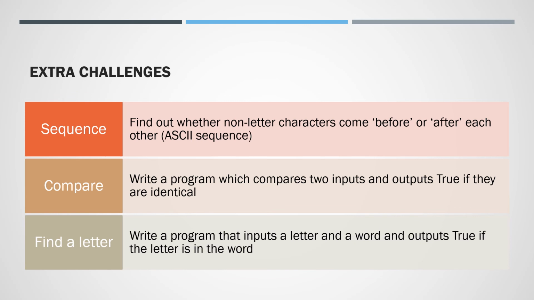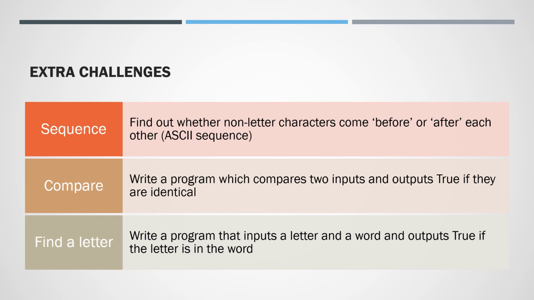So here are some extra challenges for you to explore Boolean expressions and relational operators. I'm challenging you to find out whether some of the non-letter characters, such as the symbols, the digits, punctuation marks, come before or after each other, and do they come before or after the letters of the alphabet? If you find an ASCII table online, that will help you.